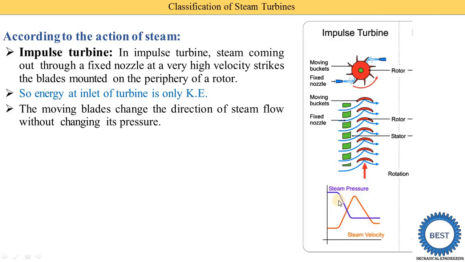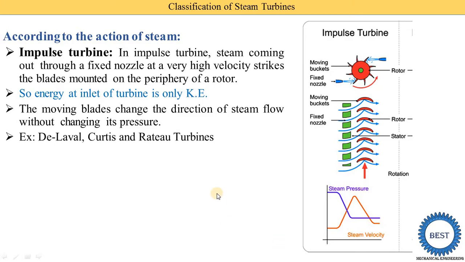Then, when this steam strikes the moving blades or rotor, the pressure remains constant. That's why we draw this horizontal line. This blue line is horizontal because it is for the steam pressure, and this orange line is going down, which means the velocity is reduced. When this high-velocity steam strikes the moving blades, the velocity energy is converted into mechanical energy of the rotor. That's why the velocity is reduced, and this is the exit point of the turbine.